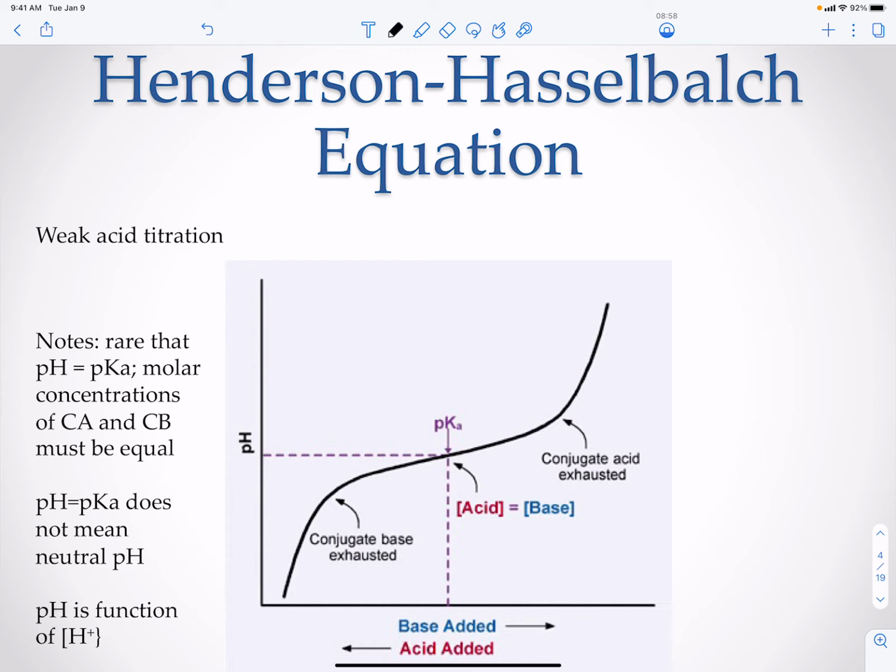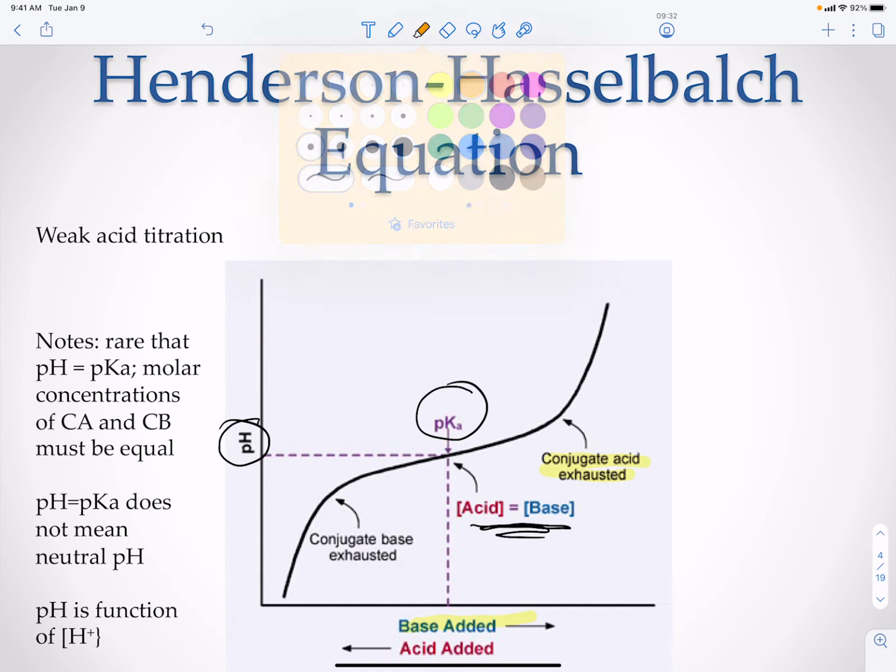Okay, so the Henderson-Hasselbalch equation can be turned into a graph, and it can be used to determine the amount of acid and conjugate base needed to make a buffer solution at a certain pH. So here we have our pKa, where we're in equilibrium at a certain pH. And then as you add more base, you're going to exhaust the conjugate acid. And as you add more acid, you're going to exhaust the conjugate base.